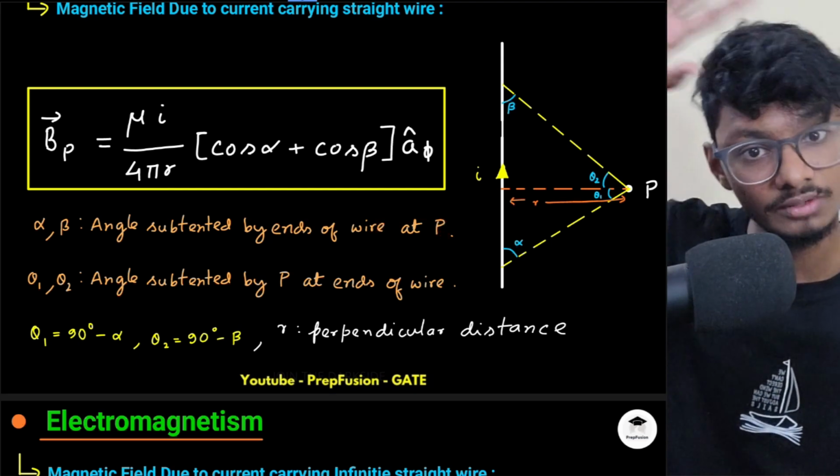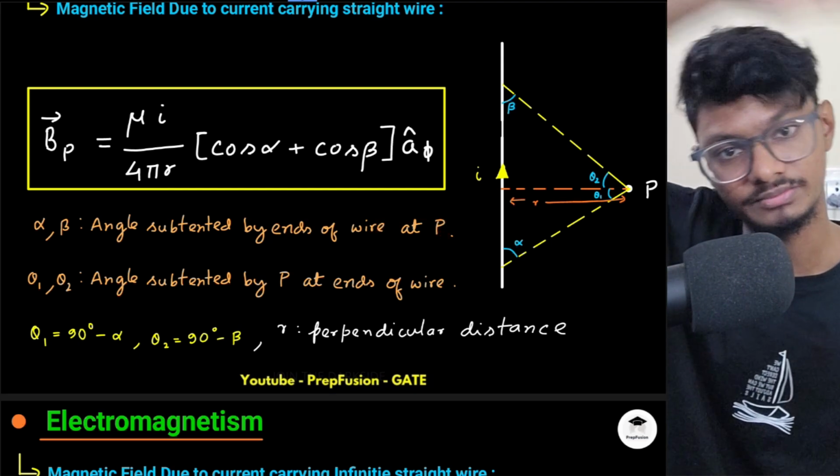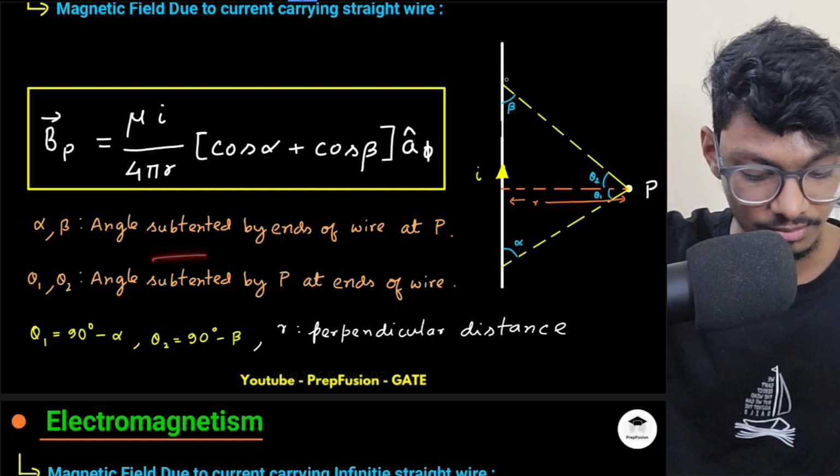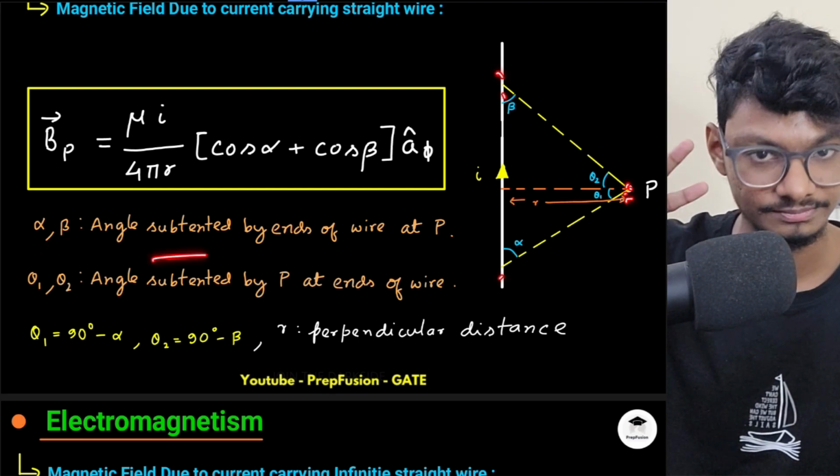The definition for theta was something else. Okay, the definition of theta was something else. Now forget that. Just remember this. What is alpha and beta? Alpha and beta are the angles subtended by the ends of the wire at the point P.